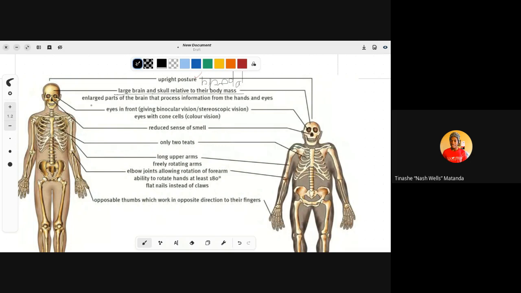Okay, meaning cranium just being the part that holds that brain. Okay, and then the eyes are in front. That's another similarity. The eyes are in front. And when we're saying that the eyes are in front, this is what we call binocular vision.